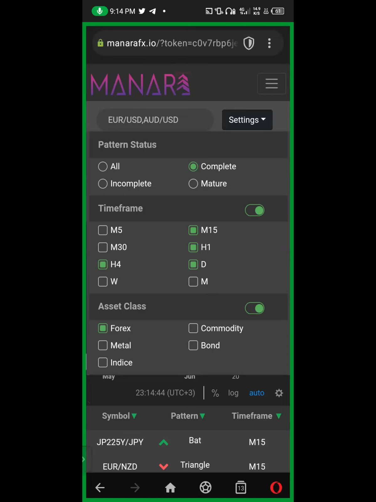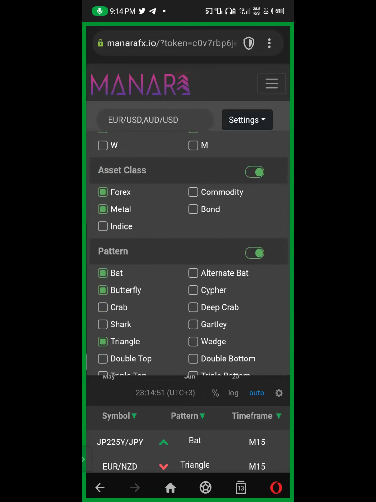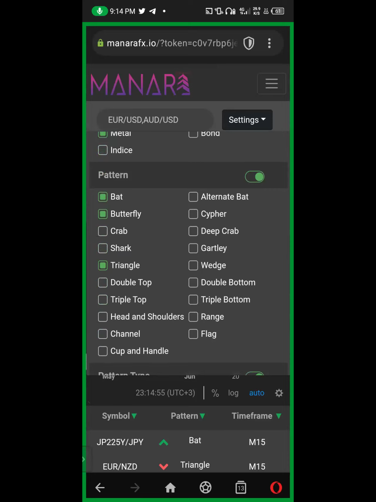Now, asset class. You can choose Forex, metal. Those are okay. You see? Now you've done your settings. The last but not the least. Oh, no, that's not the last, sorry. So remember the pattern, right? Remember what we chose the last time. Choose the bat, the butterfly, tick off the double top. I chose the butterfly, the double top, the double bottom. Where's the double bottom? Then the head and shoulders. I think I chose the Gartley. Where's the Gartley? But you can leave the Gartley here. Just choose this one. Okay.